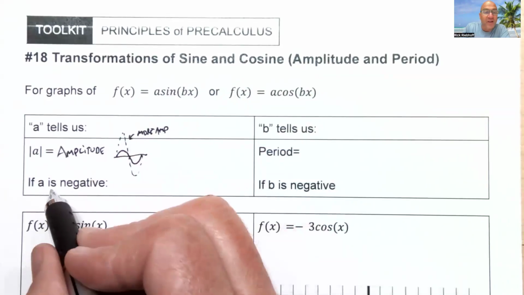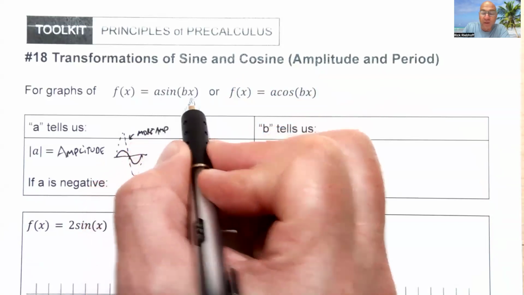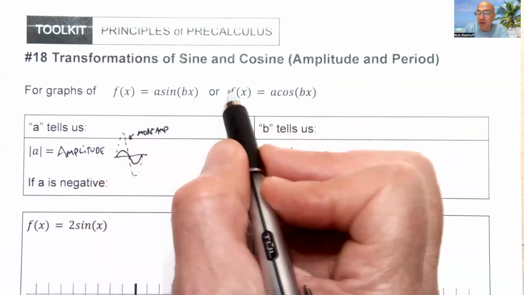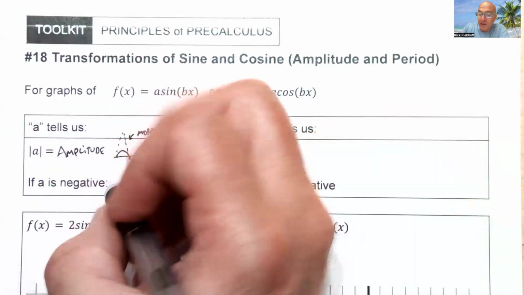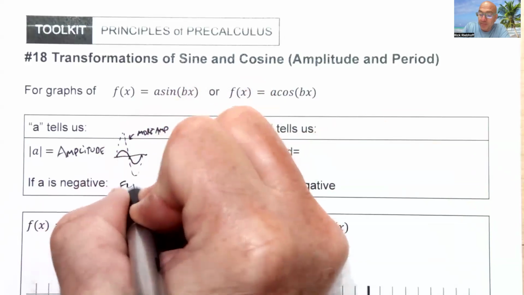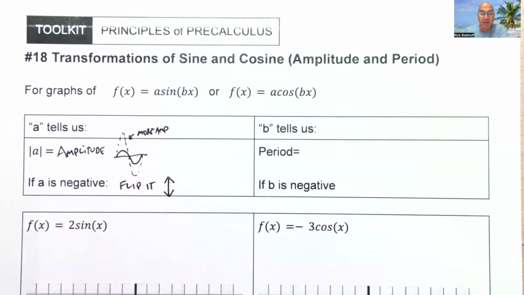All right. If our A value is negative, so if it's negative 2 sine of something, or if it's negative sine of something, right? What did we do before when that multiplier was negative, right? We flipped it. We flipped the graph over the x-axis, up and down, right? So amplitude makes things stretch or squish in the up or down direction. A negative A value would flip things in that up and down direction.